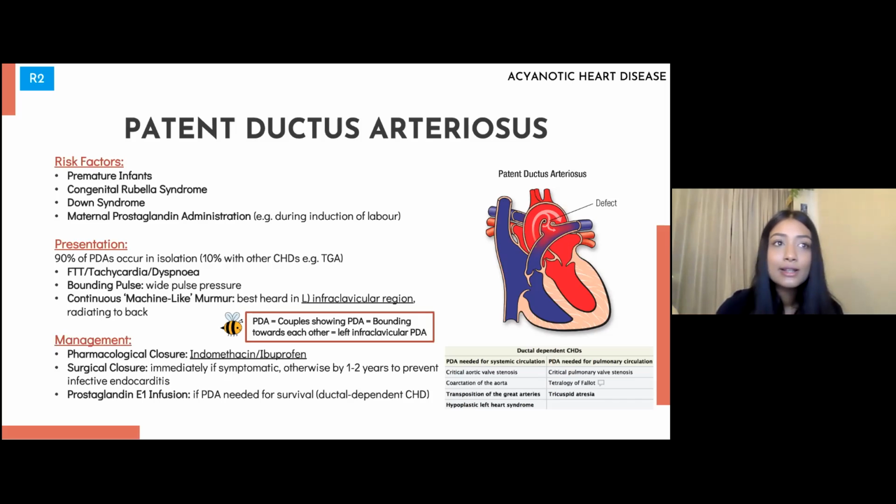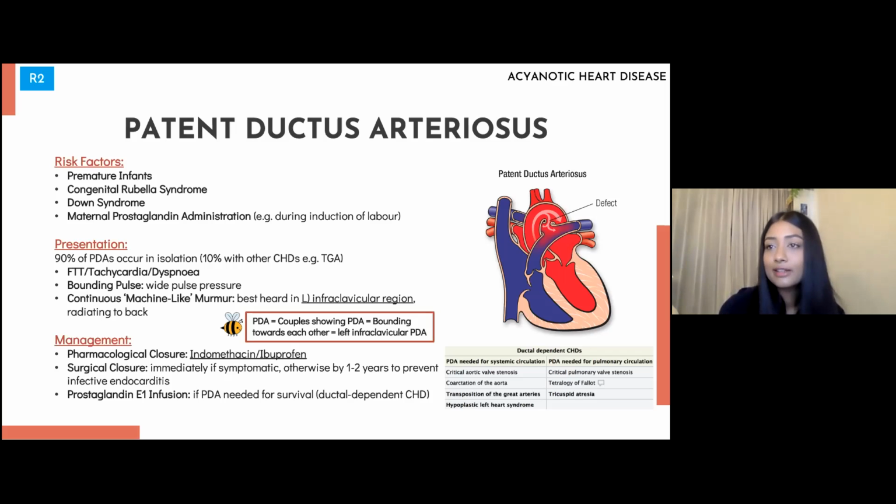So PDAs may require closure if they're symptomatic, and premature babies are commonly given NSAIDs such as indomethacin or ibuprofen to help close it pharmacologically, and it can also be closed surgically. So as we mentioned earlier, ductal-dependent congenital heart diseases need PDAs to survive. So in that case, we would opt to keep the duct open by giving them prostaglandins.